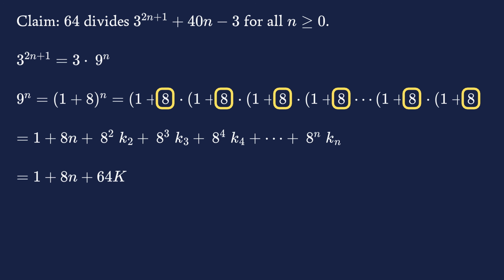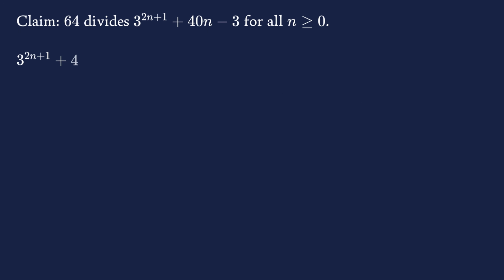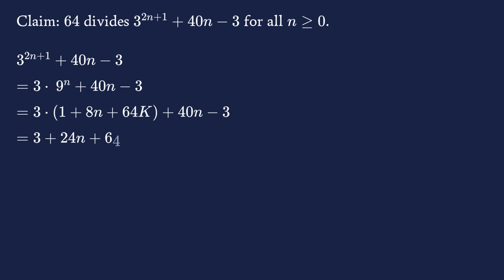It allows us to extract a multiple of 64 directly, and the rest, 1 plus 8n, is a very simple term. To finally get back to the expression we are actually interested in, we can replace 9 to the n with what we just computed. And after multiplying it with 3, everything collapses pretty quickly to a multiple of 64. Now, which of these proofs did you find easier?